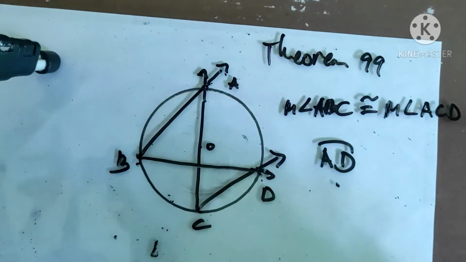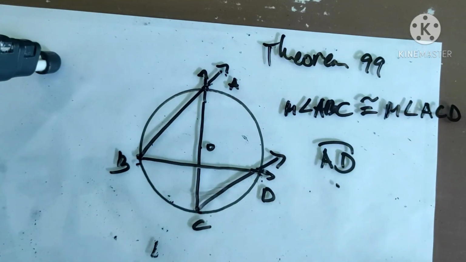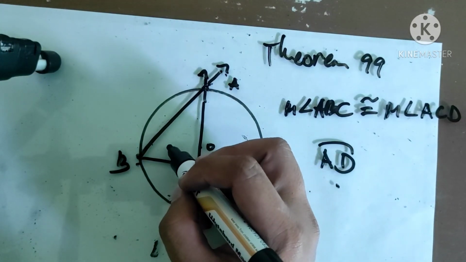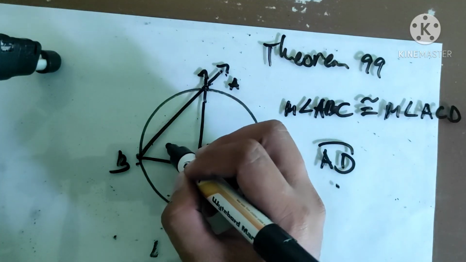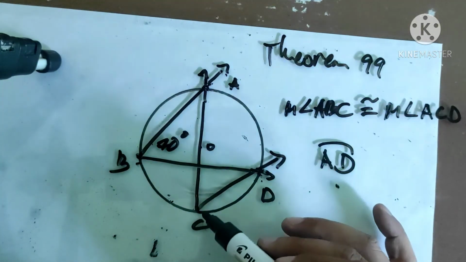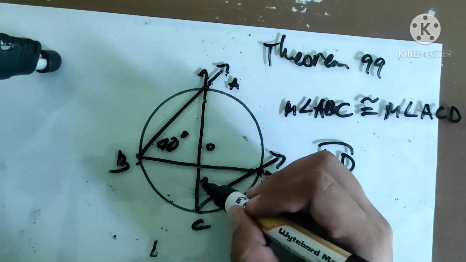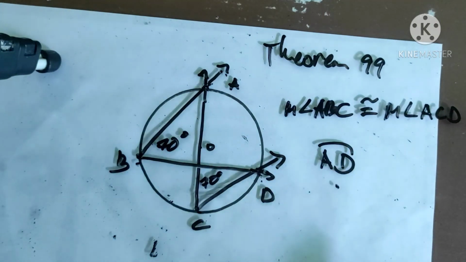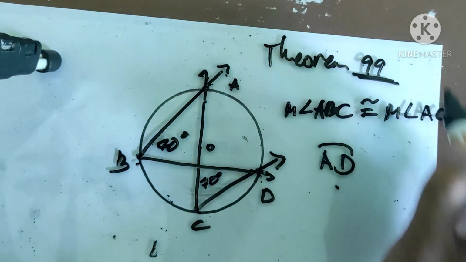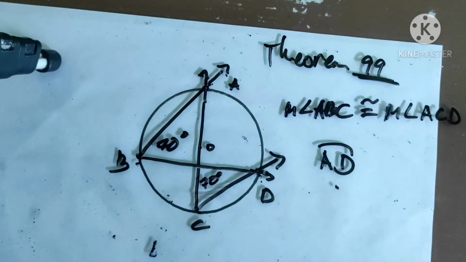Okay? Ito yung kanilang intercepted arc. So, kung measurement ni ABD is 70 degrees, meaning, ang measurement ni ACD is also 70 degrees. Yan. So that is our theorem 99, which is the inscribed angle in the same arc theorem.